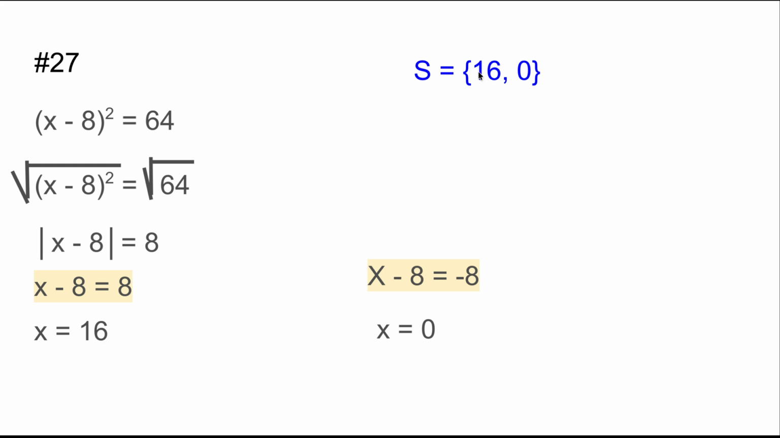You can see why the answer is 0. 0 minus 8 would be negative 8. Negative 8 squared is 64. 16 minus 8 is 8. 8 squared is 64.